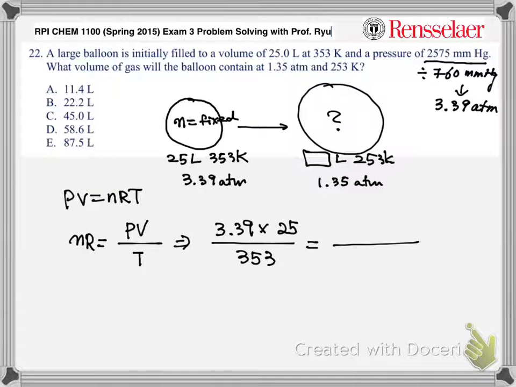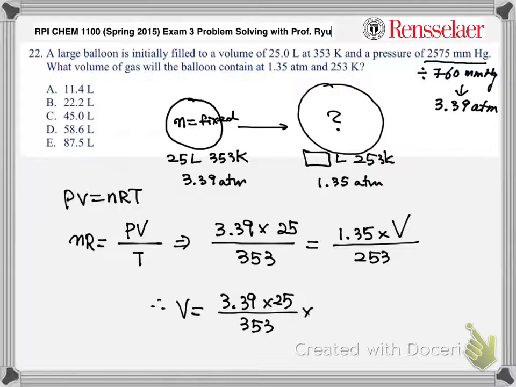And the pressure 1.35, volume, what we want to know, and the temperature 253 Kelvin. So therefore, your volume is 353, 3.39, 25, multiplied by 253, divided by 1.35, that will lead me 45 liter. So the answer for this is C.